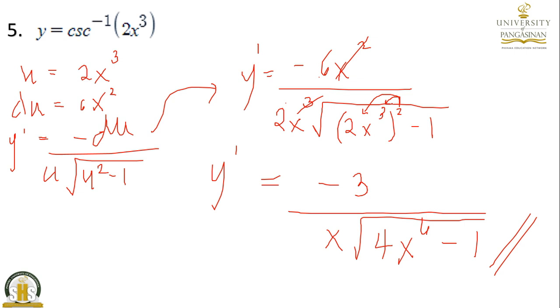Then the 3, multiply natin yung exponent. That's why we have 6. Copy variable x. Then retains in negative 1. For the answer number 5, negative 3 all over x square root of 4x raised to 6 minus 1.